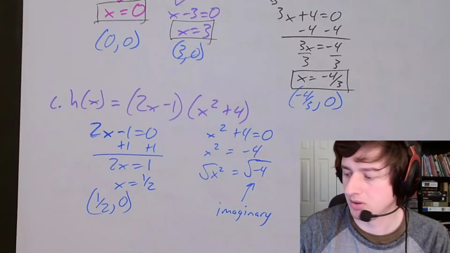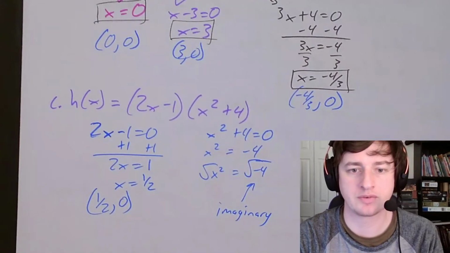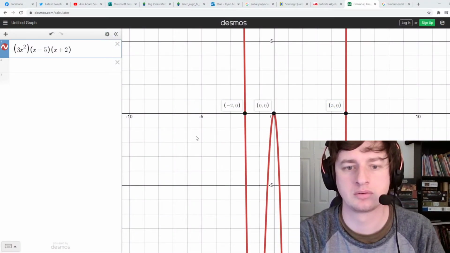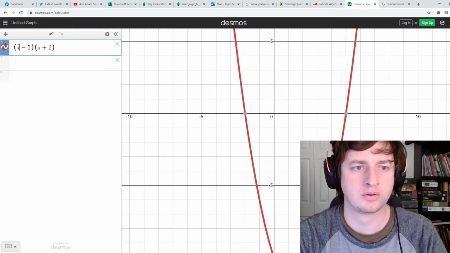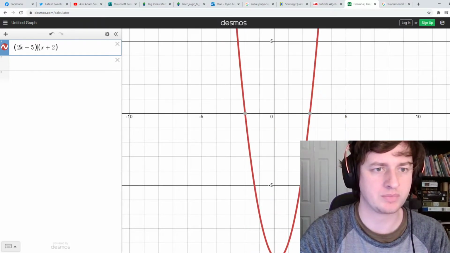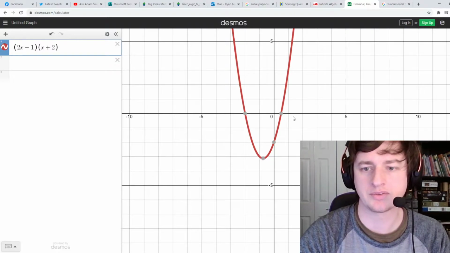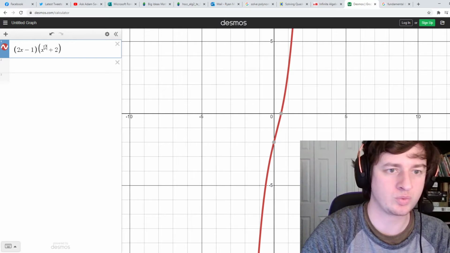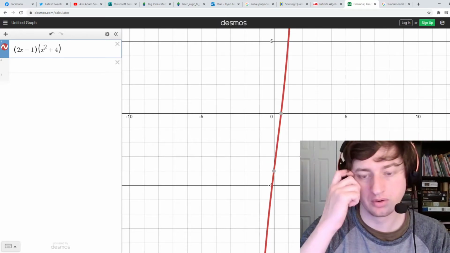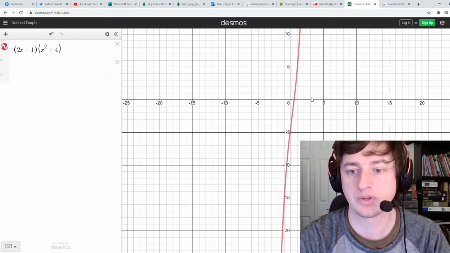Okay. And what this looks like, if I graph it, we've got a 2x minus a 1. That's going to go through a half, 0.5 comma 0. And then we had x squared plus 4. Now this looks pretty weird.